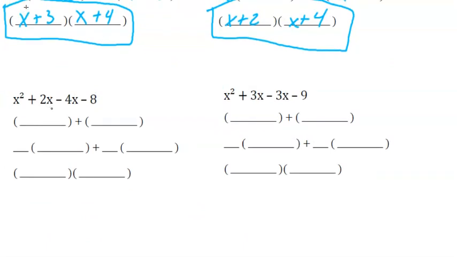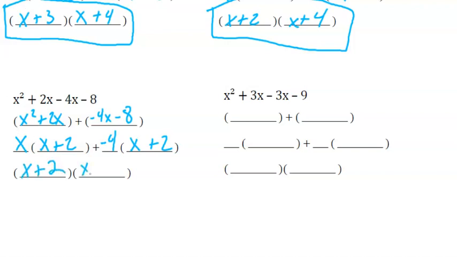I have x squared plus 2x minus 4x minus 8. Write your 2 groupings, x squared plus 2x, and then plus negative 4x minus 8. Okay, x squared and 2x, you can take out x, you're left with x plus 2 on the inside. Negative 4x and negative 8, you can take out negative 4. So you have x plus 2 left on the inside. They both have x plus 2 on the inside, so we can factor that out, and then we're left with x and plus minus 4, which is just a minus 4.